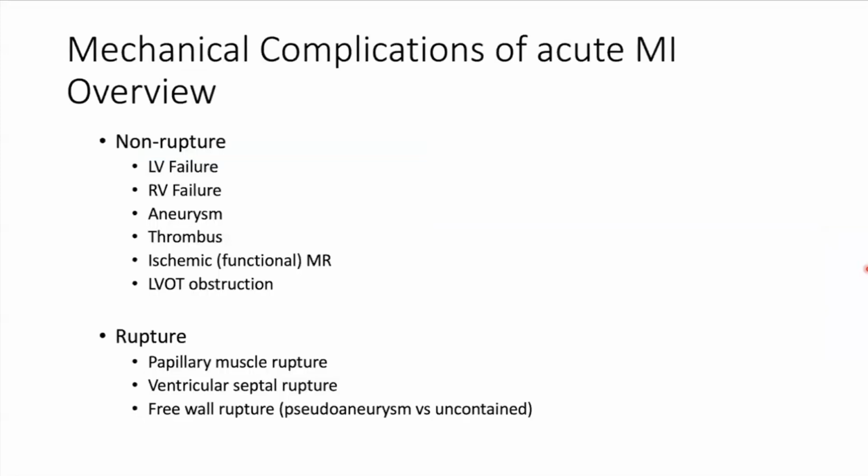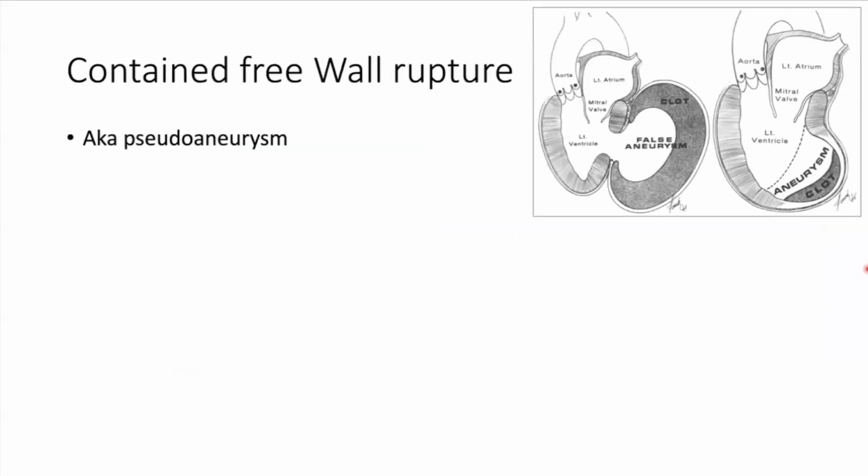Okay, finally we'll end off with free wall ruptures. They can be both contained and uncontained. When they're contained, it's referred to as a pseudoaneurysm, and that's different from a normal aneurysm in that you have a total defect in the myocardium that leads to a cavity being formed, and that's contained by a complex of pericardium and clot, which is different from a normal aneurysm where the left ventricle wall is still intact. The mortality is high, but not quite as high as the other ones.